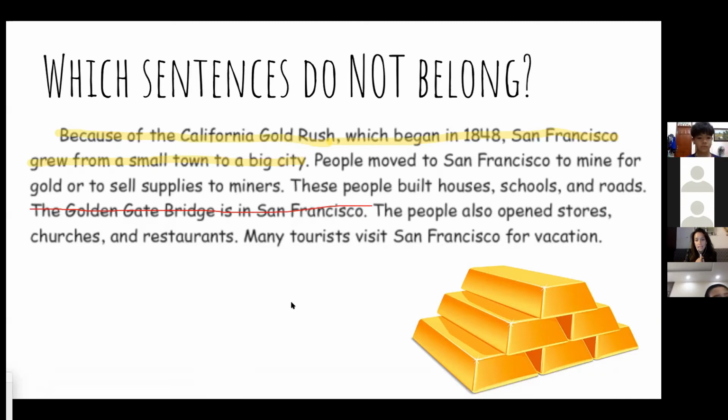It's not telling about how San Francisco grew from a small town to a big city, right? So let's look at our other sentences. We have: people moved to San Francisco to mine for gold or sell supplies to miners, right? People moving to San Francisco. Does that mean that the city is going to get bigger? V, what do you think?